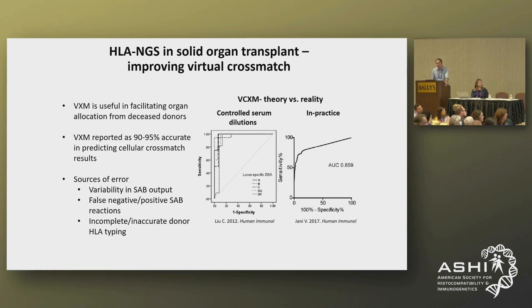So going to the next part, how does this fit in for a lab that's primarily solid organ based? We all know virtual cross-matching is useful in facilitating organ allocation. It's becoming not just an option, but a necessity as we've gone to broader regional allocation. We have national allocation for a lot of our patients. And if you look in the literature, virtual cross-match is great. It has 90 to 95% accuracy in predicting cellular cross-match results, but that's only partially true, right?